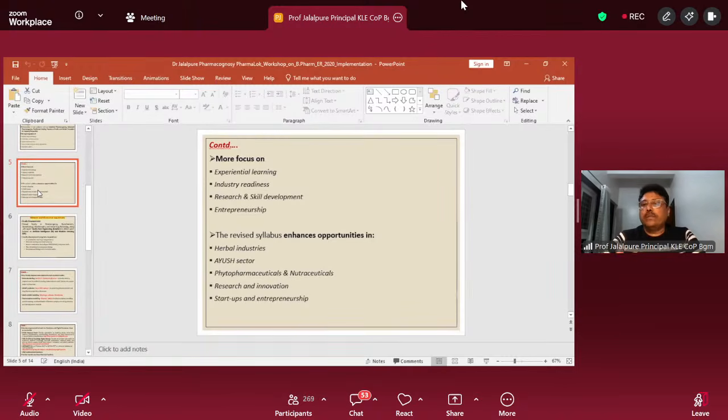The students studying all these subjects, definitely there will be something to give to the Ayush sectors as well. There our students can also work. Then in phytopharmaceutical and nutraceutical areas, our products can work there, our students can work there. Research and innovation will be a core area, the practical aspects have been covered, and startup and entrepreneurship ideas have been given in the syllabus.